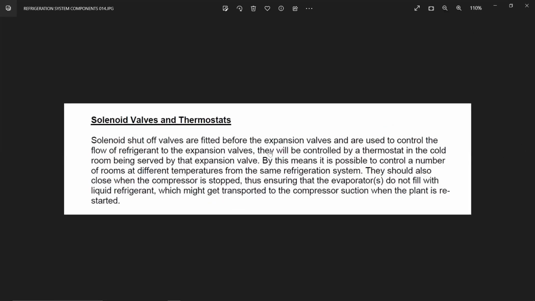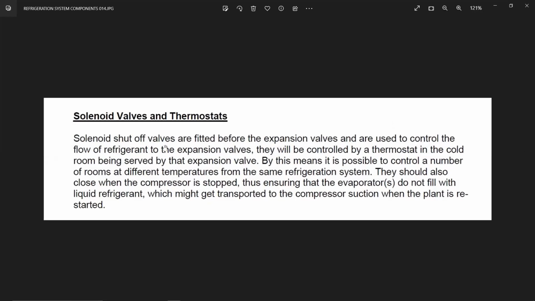Now, solenoid valves and thermostat. Solenoid valves, shut-off valves, are fitted before the expansion valves and are usually used to control the flow of refrigerant through the expansion valves. They will be controlled by a thermostat in the room being served at the expansion valve.